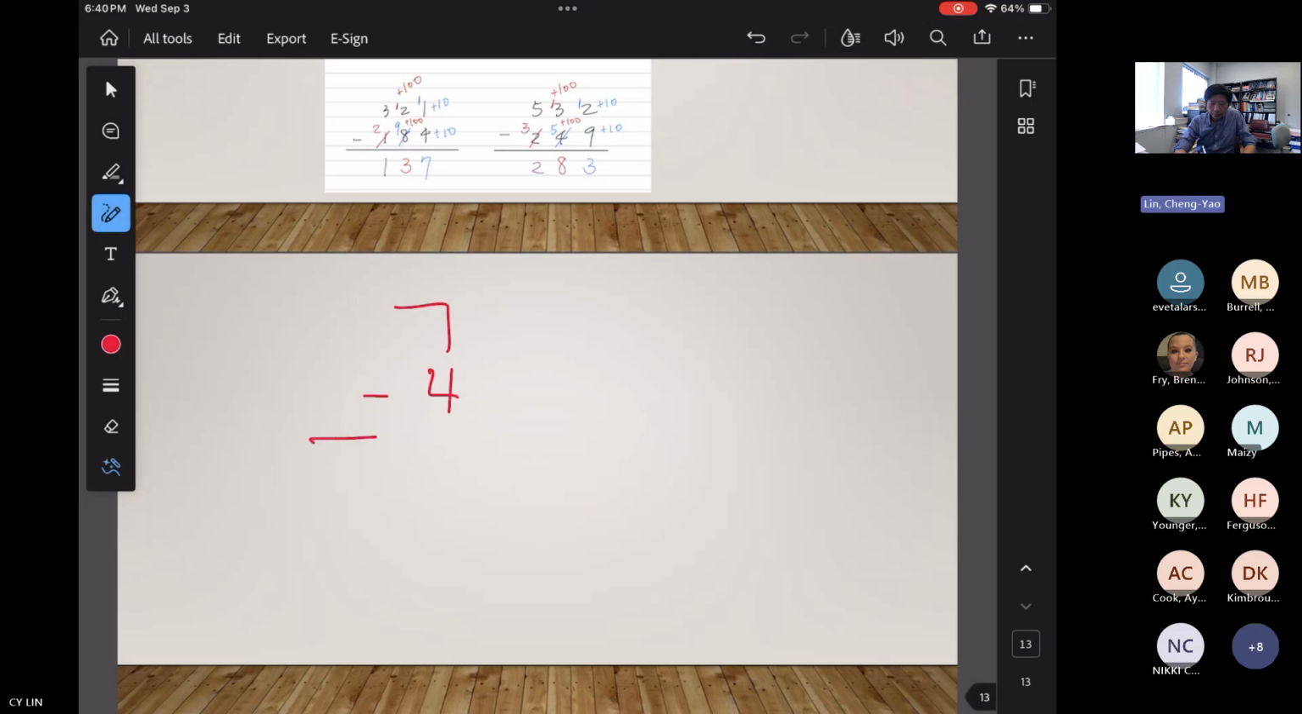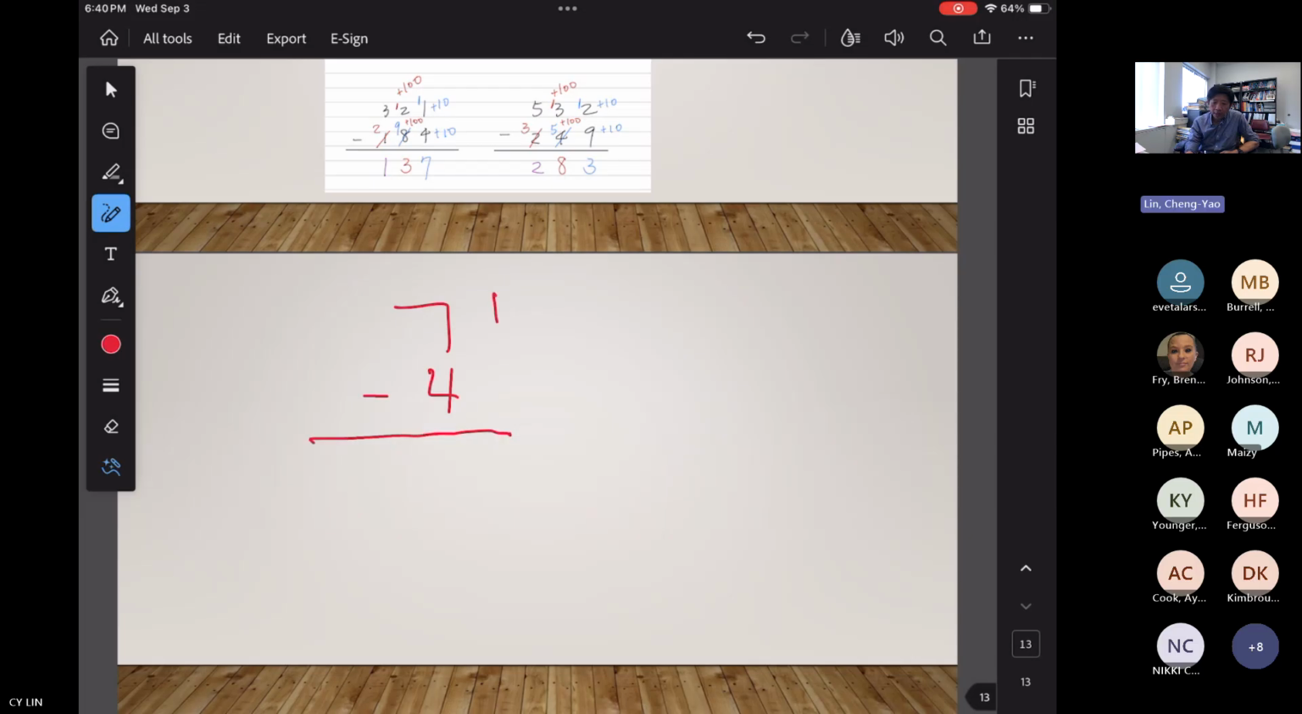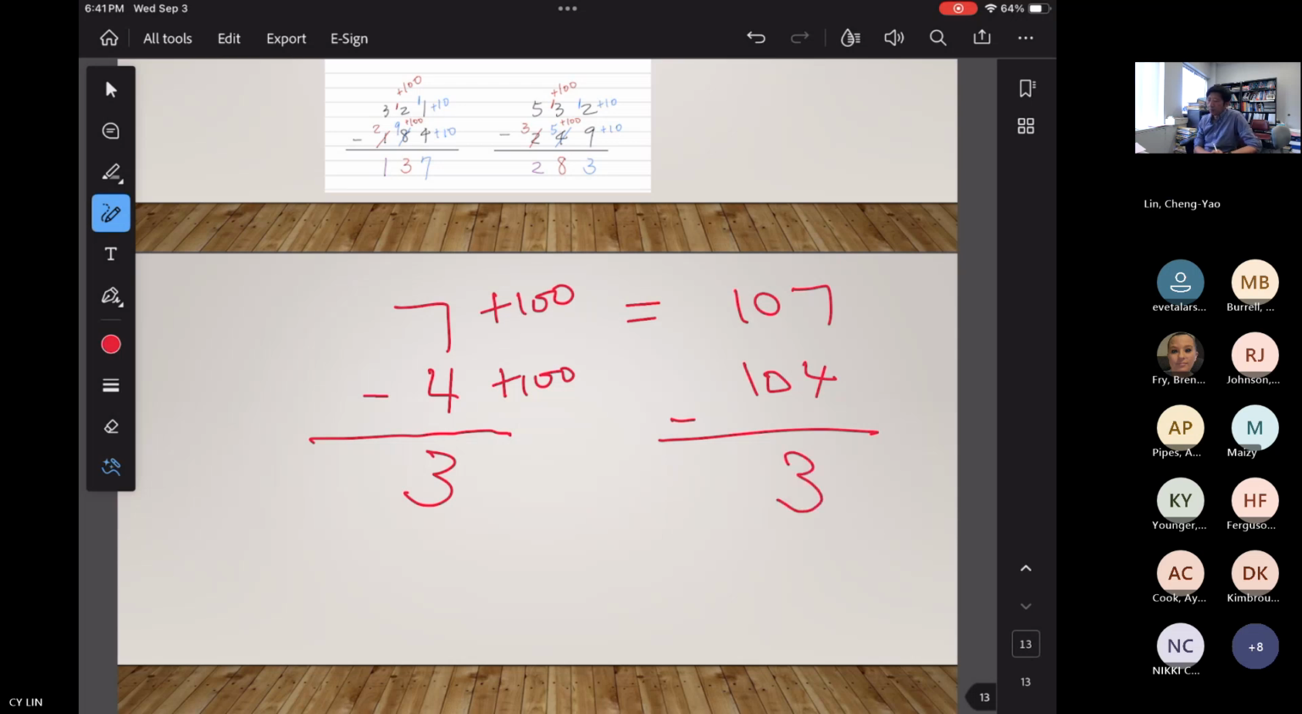How about another example? 7 minus 4. I add 10 on the top, make it 17. And I add 10 on the bottom and make it 14. And I do subtraction for this. 7 minus 4 is 3. So therefore, 17 minus 14 is equal to 3. So if you add 10 on top and you add 10 on the bottom, the result is the same. Does that make sense to you? Yes. Now this is the tens value, okay? How about hundreds? If I add 100 on the top and I add 100 on the bottom, I will make it 107 and this is 104, and this is a 3. So the answer 107 minus 104, we still get a 3. Is that right? Yes.